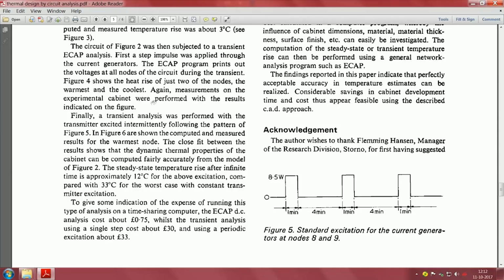Measurements on the experimental cabinet were performed, and the results indicated the following. A transient analysis was performed with a transmitter excited intermittently following the pattern shown here. This is typically what comes here.